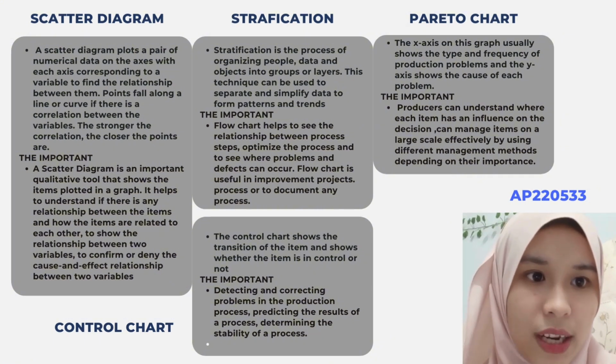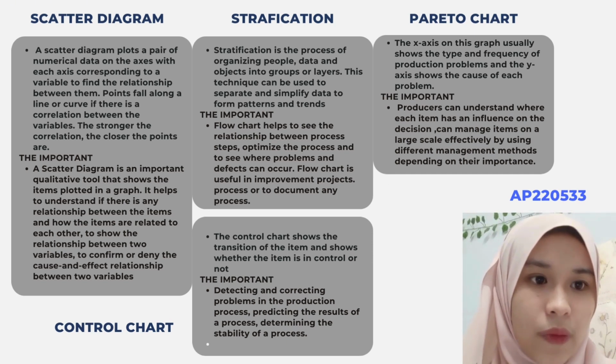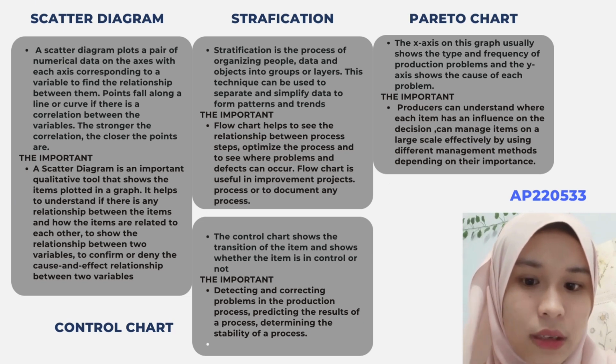Pareto chart. The x-axis on this graph usually shows the type and frequency of production problems, and the y-axis shows the cost of each problem. The importance of the Pareto chart is that producers can understand where each item has an influence on their decision, and can manage items on a large scale effectively by using different management methods, depending on their importance.